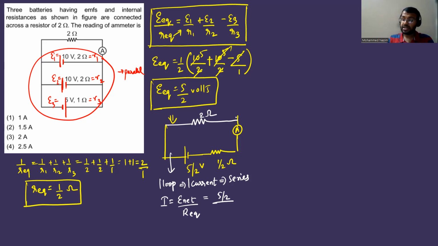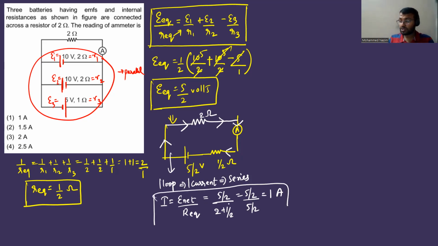Total resistance, these are in series, so it is going to be 2 plus half. So this is going to be 5 by 2. 2 2s are 4, 4 plus 1, 5. Correct? 5 by 2 divided by 5 by 2 is equal to 1. So the current flowing from the positive terminal of the battery is 1 ampere, and the same current will flow through 2 ohms, then through the ammeter, then through half ohm, and even through the voltage source, because all are in series. So 1 ampere, first option.